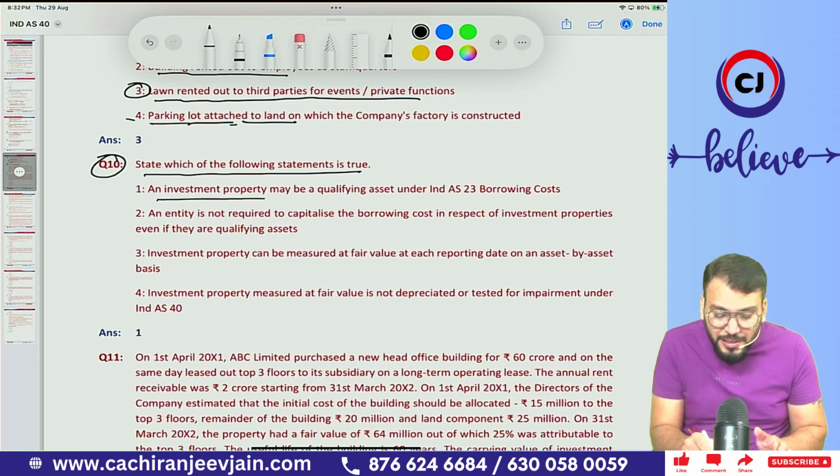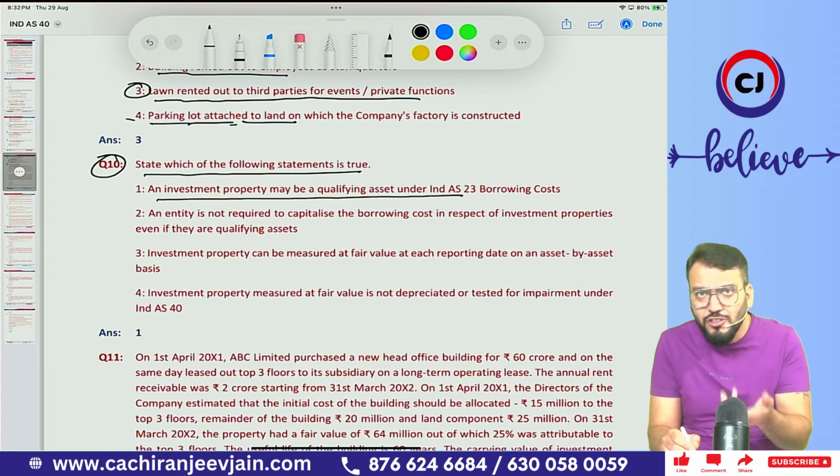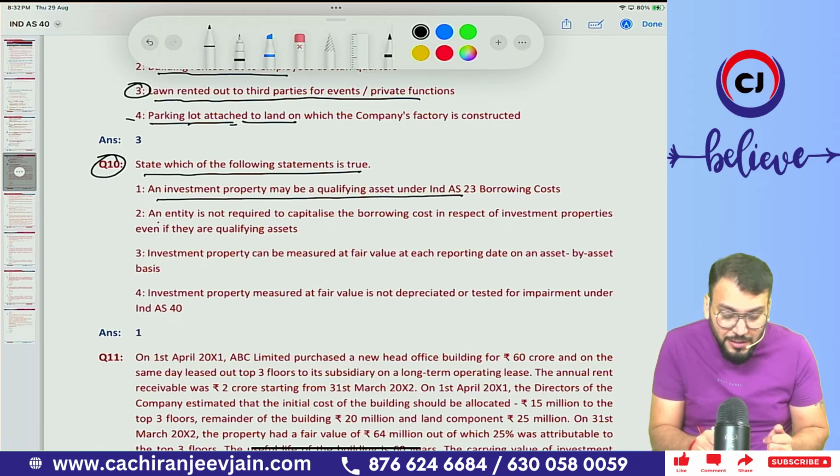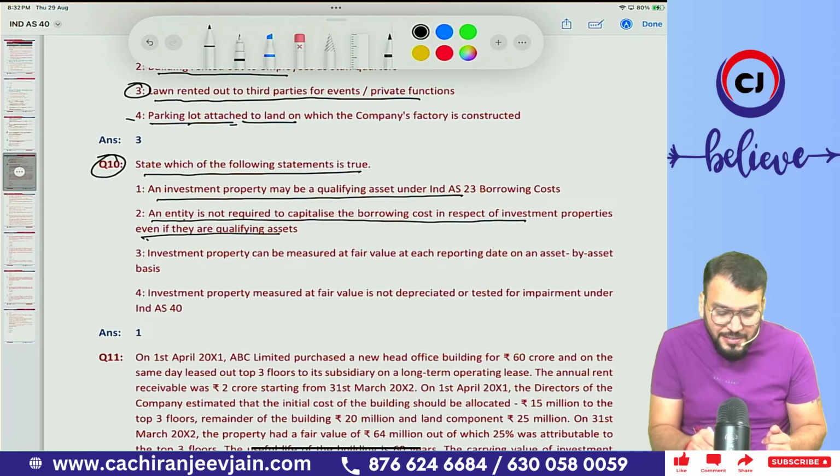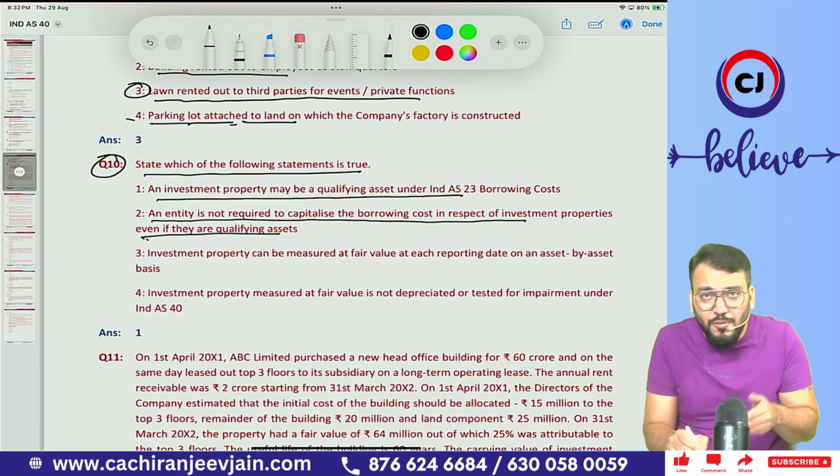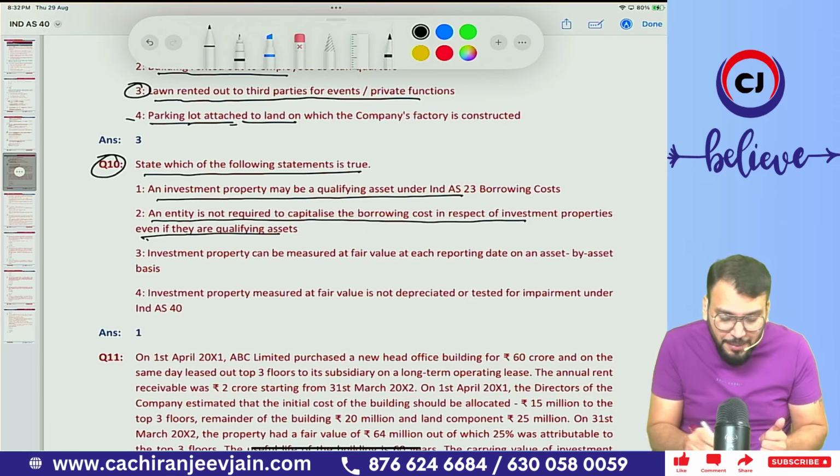An investment property may be a qualifying asset under Ind AS 23. Correct, it can be a qualifying asset because it may take a substantial period of time for getting ready for its intended use or sale. An entity is not required to capitalize the borrowing cost in respect of investment property even if they are qualifying assets. Entity is not required to capitalize, so of course that is not correct. Of course, if it is a qualifying asset, borrowing cost will be capitalized.